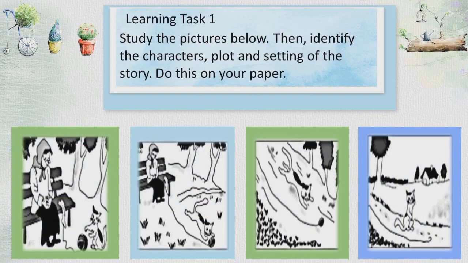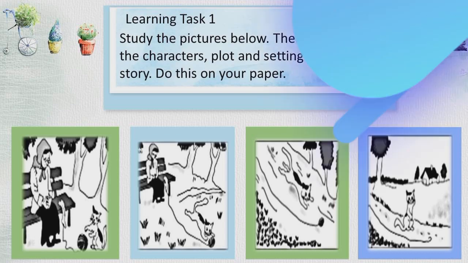So what story can you form for letter A and letter B? Do you think you have good stories to tell for A and B? Let's find out as we explore week number 5. For week number 5, your learning task number 1 presents 4 pictures. Study the pictures below, then identify the characters, plot, and setting of the story. Do this on your paper.